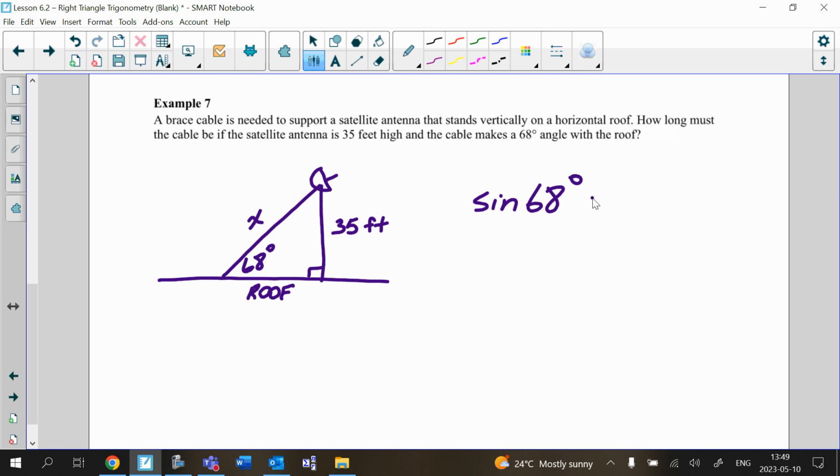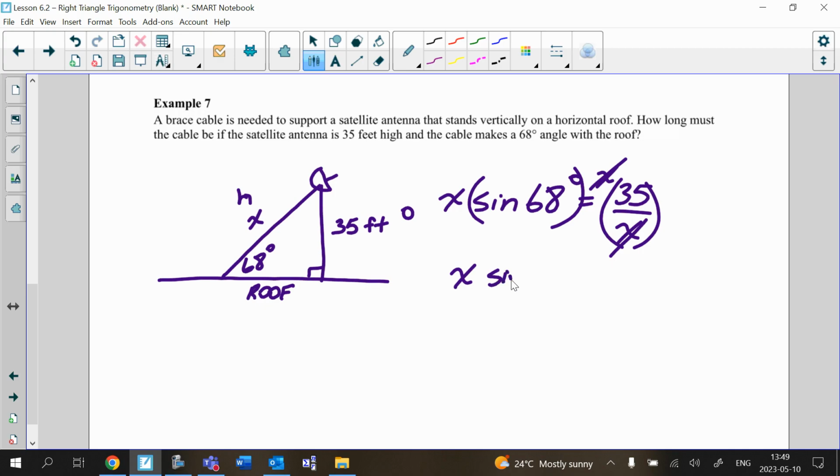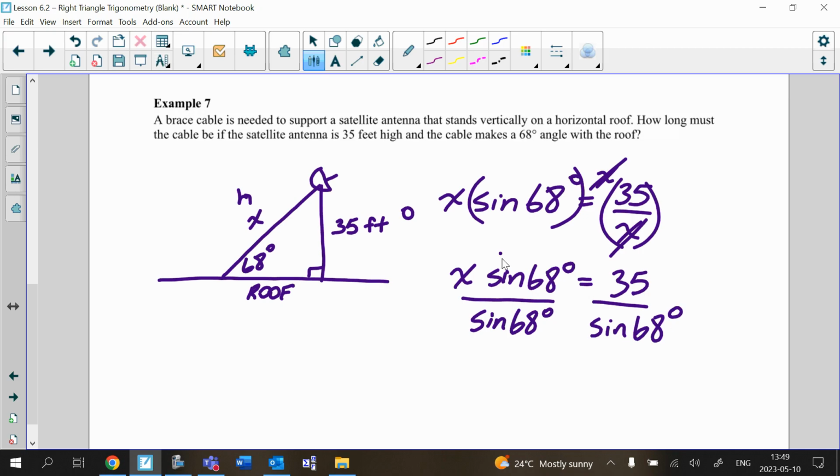That's how we're going to find the length of the brace cable. Because if this is the angle, this is the opposite side, and this is the hypotenuse, which tells us sine. So now we do the algebra again. Times both sides by x to get rid of the fraction. We get x times sine 68 degrees is equal to 35. Divide both sides by sine 68 degrees. So x is going to be 35 over sine 68 degrees, and that's when we pull out our calculator.